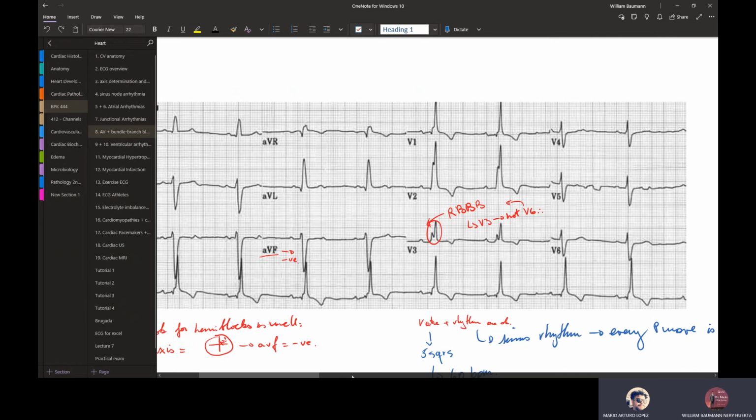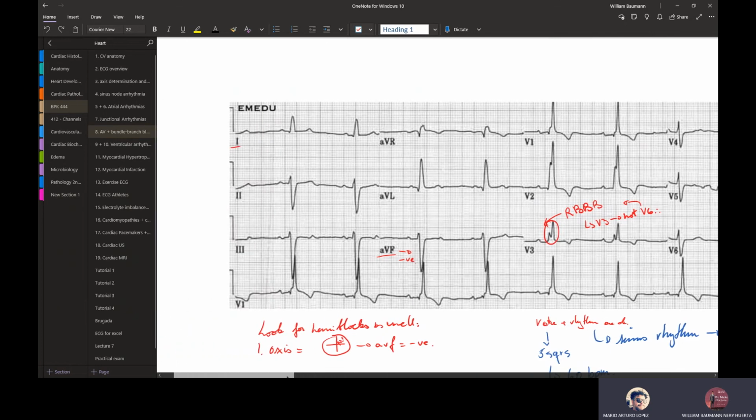How do we know? Remember we talked about the axis determination, the mean electrical axis, and we said, okay, look at lead one, it's positive. Look at AVF, it's negative. So now we see the mean electrical axis and we ask ourselves, where would this be? Would this be on the first quadrant, fourth quadrant? Is it normal? Do you remember? It would be on the fourth quadrant. Normal, it's the fourth quadrant.